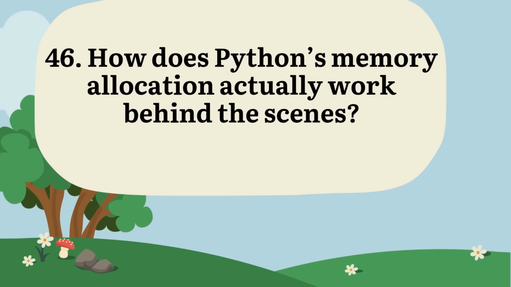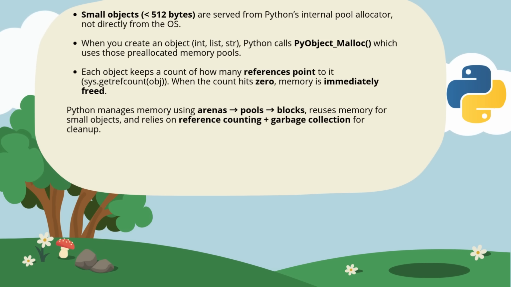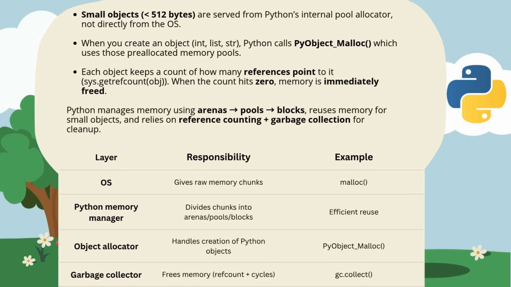Moving on. How does Python's memory allocation actually work behind the scenes? Python uses reference counting for immediate cleanup and a cyclic garbage collector for reference cycles. Under the hood, every object has a PyObject structure, storing reference count and type info, and small integers and short strings are interned for efficiency.